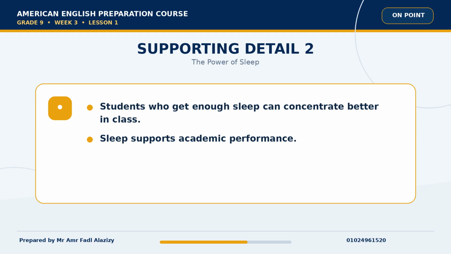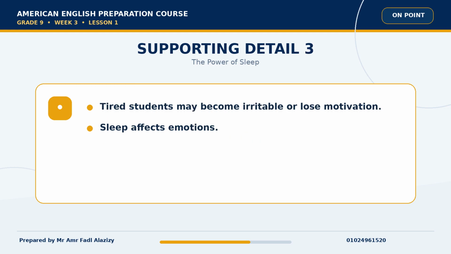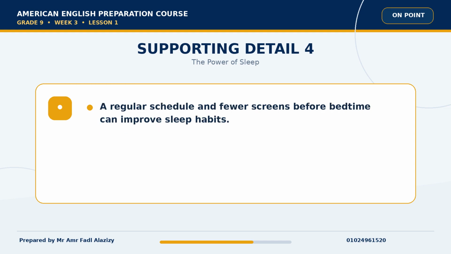Supporting detail number 3. Tired students may become irritable or lose motivation. This explains how sleep affects emotions. Supporting detail number 4. A regular schedule and fewer screens before bedtime can improve sleep habits. This gives practical advice connected to the main idea.